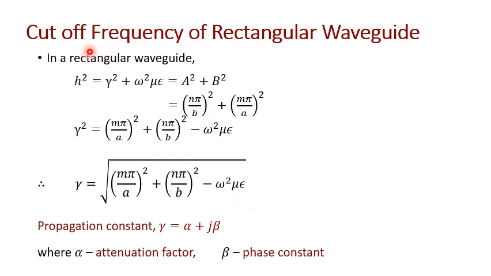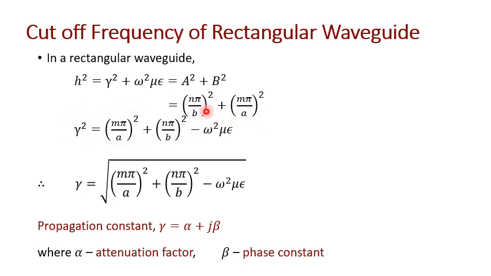Now we will look at the cutoff frequency of a rectangular waveguide. We know that in a rectangular waveguide, h square is equal to gamma square plus omega square mu epsilon, where h is a constant. We have already seen in the propagation of TM waves how this h square can be represented as a square plus b square, where a is n pi by b and b is m pi by a. Here a and b are the dimensions of the waveguide.